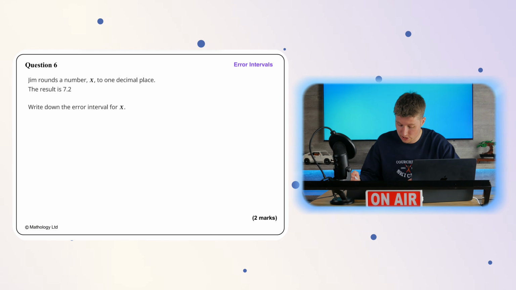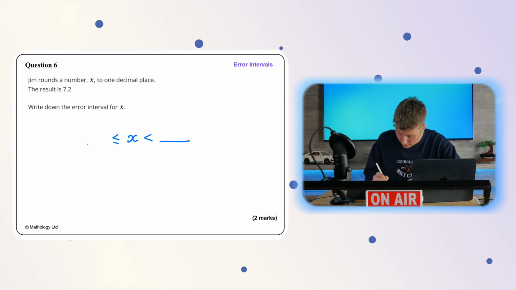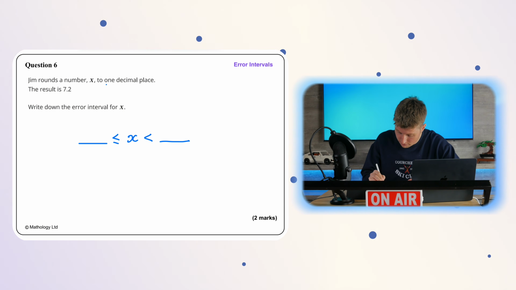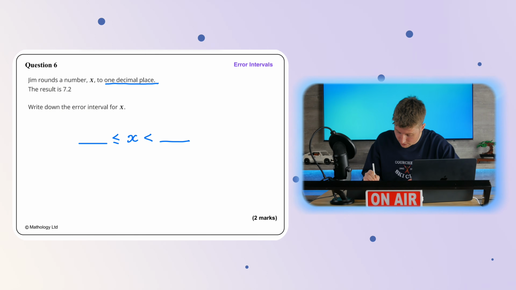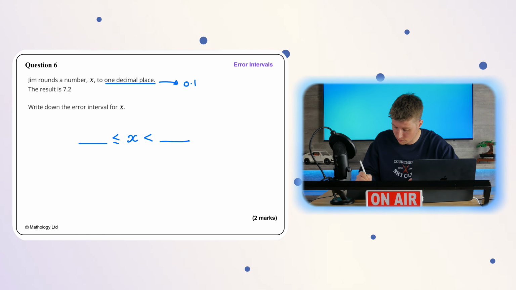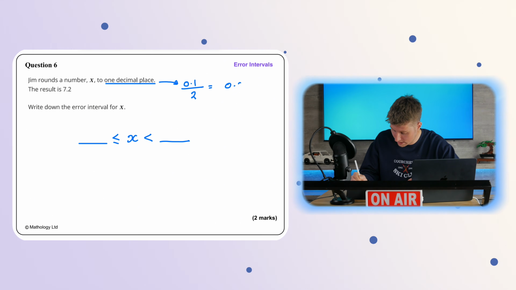Question 6 says Jim rounds a number x to 1 decimal place. The result is 7.2. Write down the error interval for x. So when we're looking at error intervals, we have these inequalities, and either side we need to fill in what these numbers are. So the margin of error is 1 decimal place. So to get the tolerance, we divide 1 decimal place, which looks like this. So using zeros and ones, and then we divide this by 2 to give us 0.05.